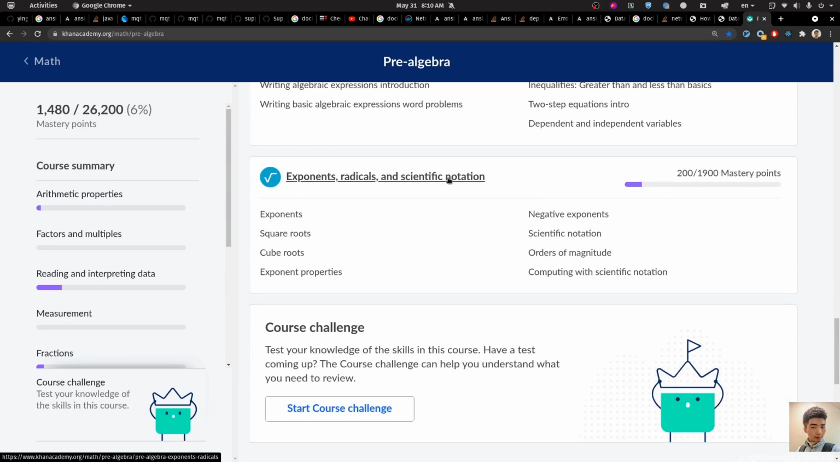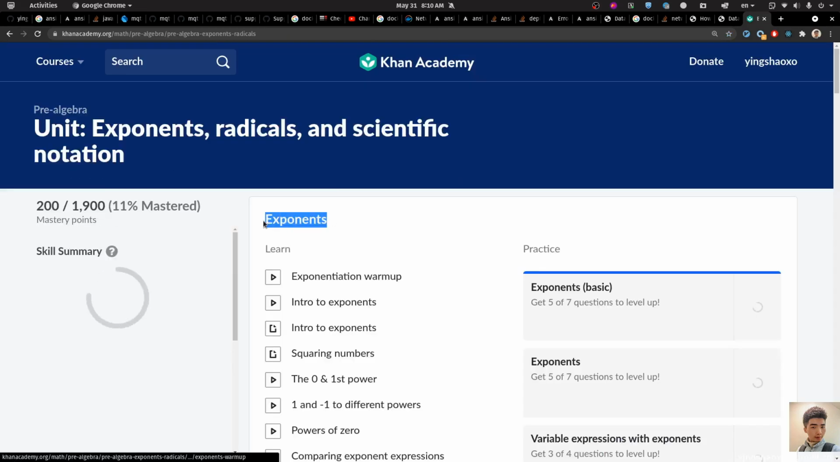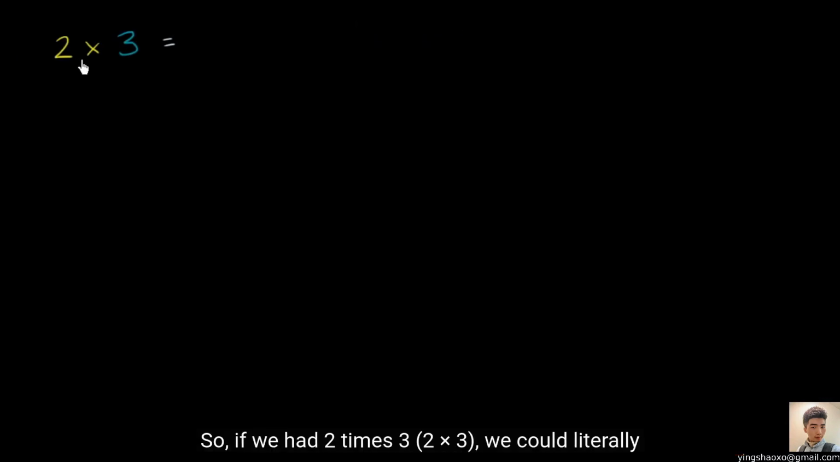Exponents, radicals, and scientific notation. Another 3 math ideas. First one is exponents. You already know that we can view multiplication as repeated addition. We had 2 times 3.